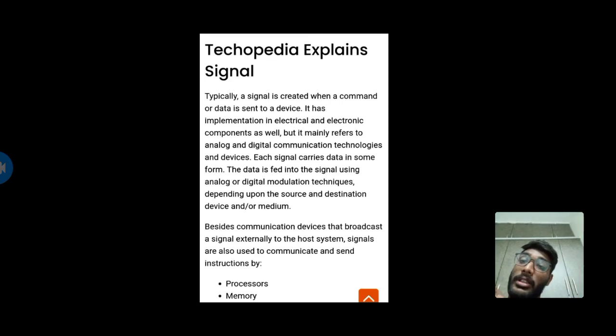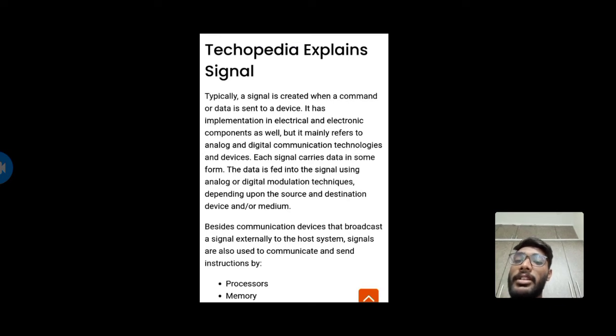Techopedia explains signal. Typically, a signal is created when a command or data is sent to a device. It has implementation in electrical and electronic components as well, but it mainly refers to analog and digital communication technologies and devices. Each signal carries data in some form. The data is fed into the signal using analog or digital modulation techniques depending upon the source and destination device and or medium.